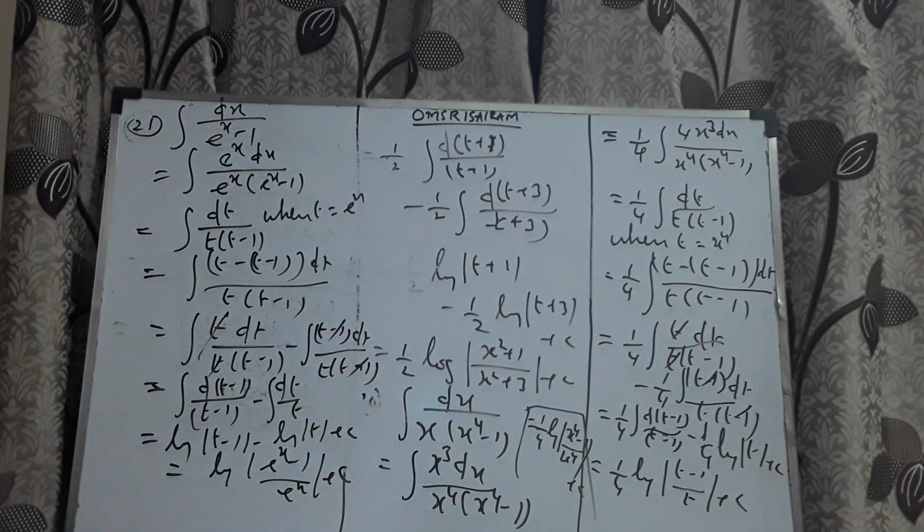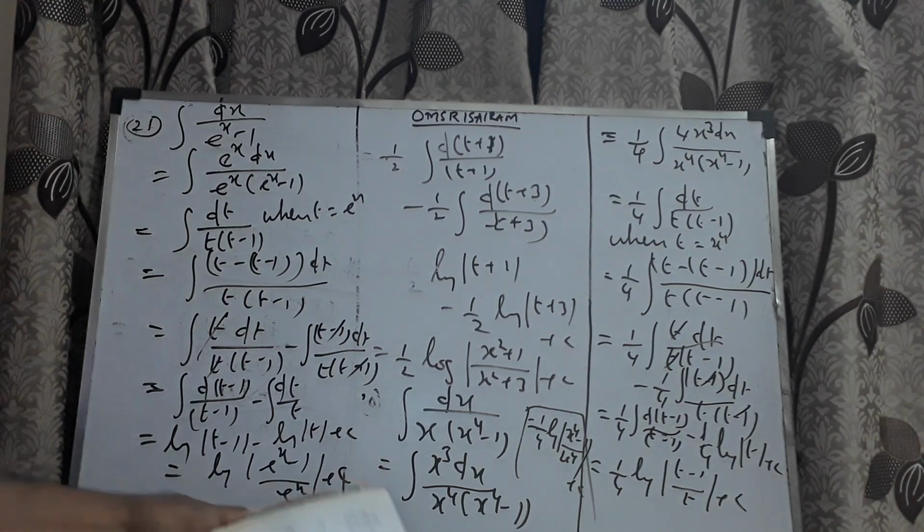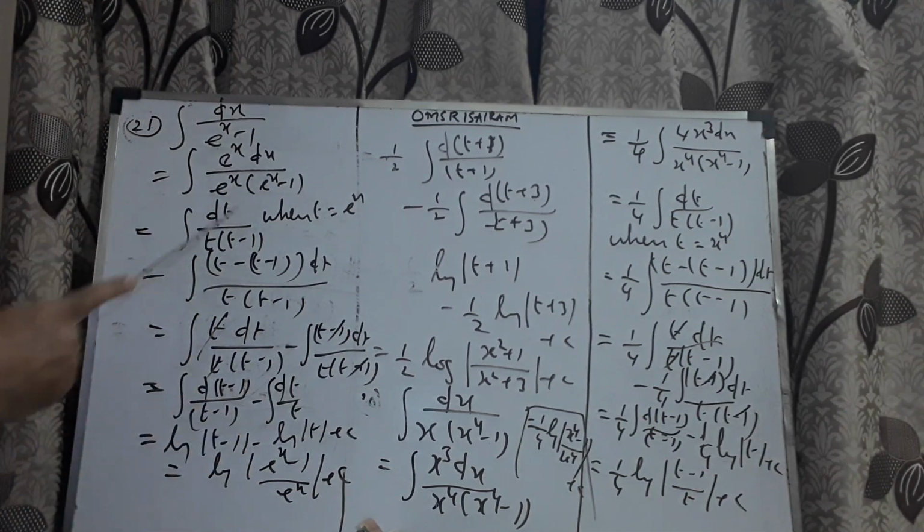It is not at all difficult to follow. I hope it is easier to follow. I'll just explain once again. Multiply and divide by e power x within the integral. E power x being a variable should not be taken out of the integral. This can be written dt by t into t minus 1, where t is e power x. When t is e power x, dt is also e power x dx. Write the numerator as t minus 1.